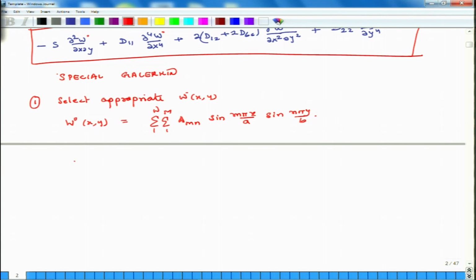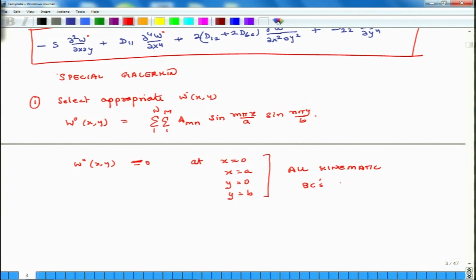So, this w x y is equal to 0 on all the 4 edges. So, it is 0 at the x is equal to 0 edge, x is equal to a edge, y is equal to 0 edge and y is equal to b edge. So, what does that mean? All kinematic BCs are satisfied. So, this is number 1.